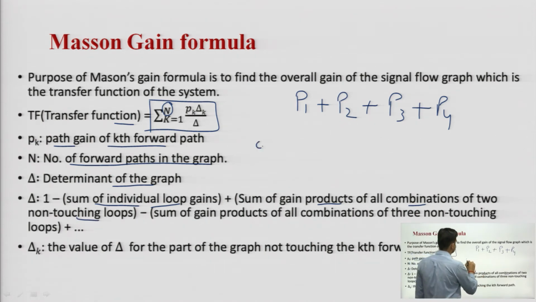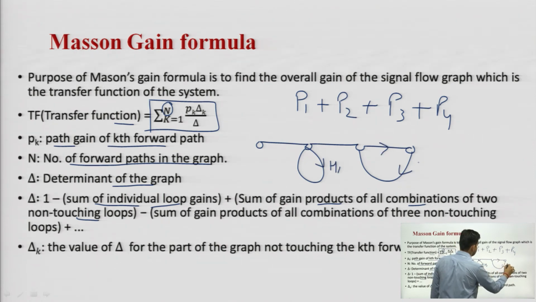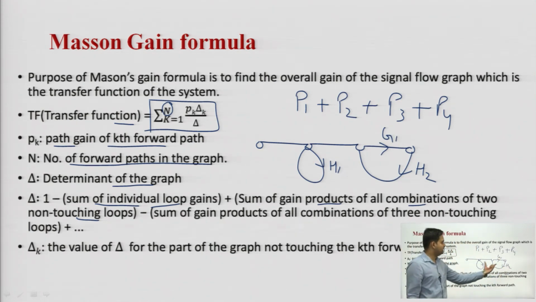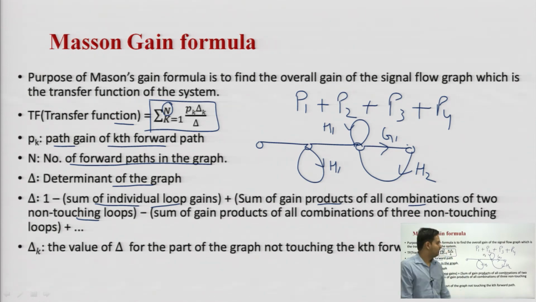For example, this is one loop, a self loop, and this is the second loop. Suppose its gain is H1 and its gain you can say is H2, and G1 is the forward gain. So, these two loops we can say are non touching loops because their nodes are separate. If this self loop is starting here, then there is no non touching loop because all the loops have a common node. Whenever two loops have different nodes, they are in the category of non touching loops.